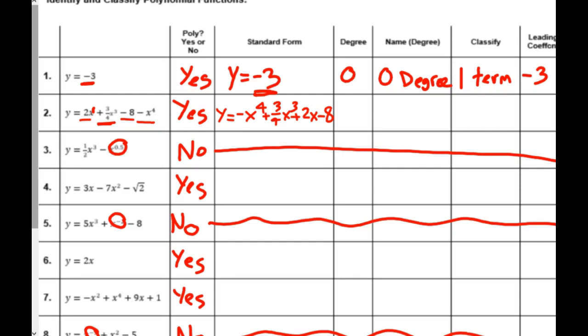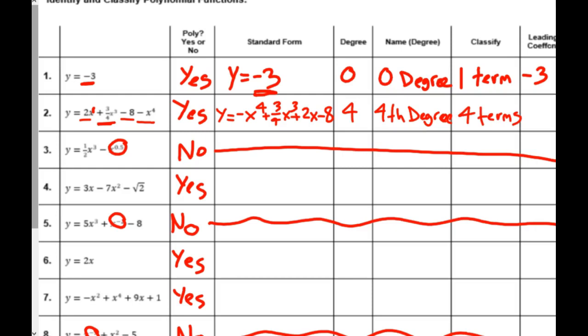Appreciate you. Now, highest degree is 4, right? Highest power? So that's a 4th degree polynomial. And classifying it by how many terms there are. How many terms do we have here separated by plus and minus? 4 terms. Now, I know there's a lot of different things going on in each term, but there's 4 terms.